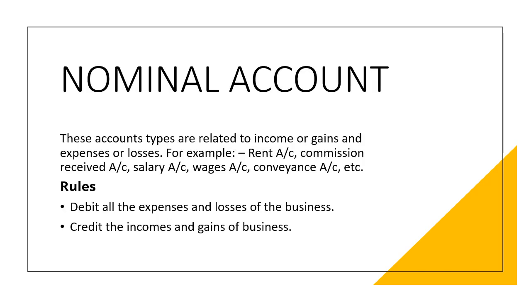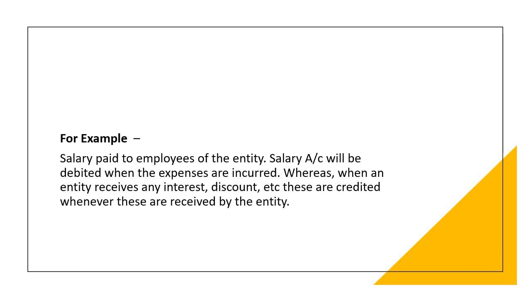Now coming to the third important account, that is your nominal account. This account is related to income, expenses and gains, and it includes commission, rent, salary, wages and everything else. So these accounts are related to income or gains and expenses or losses. Examples: rent, commission received, salary, wages, conveyance and many other expenses. What is the rule that it applies? Debit all expenses and losses of the business and credit all incomes and gains. For example, salary paid to employees of the entity. Here the salary account will be debited.